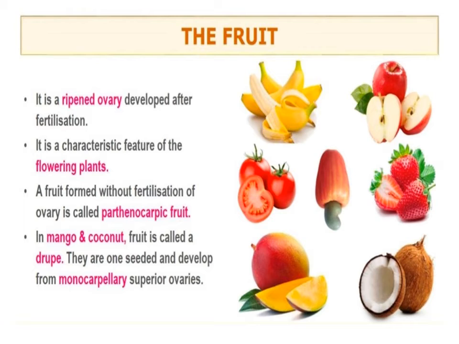In some cases, some floral part other than the ovary may become fleshy and contribute to fruit formation. Such fruits are called pseudocarps or false fruits. The fruits which develop only from the ovary are called eucarps or true fruits. In mango and coconut, the fruit is called a drupe. Such fruits develop from a monocarpellary superior ovary and are single seeded.